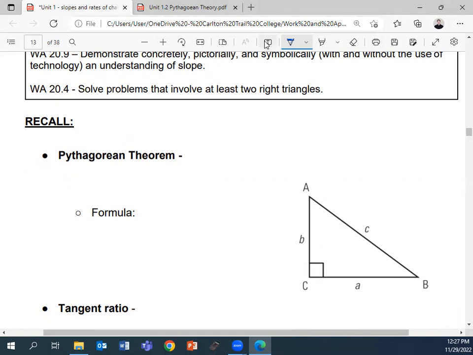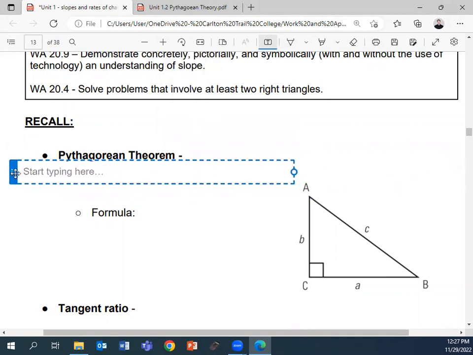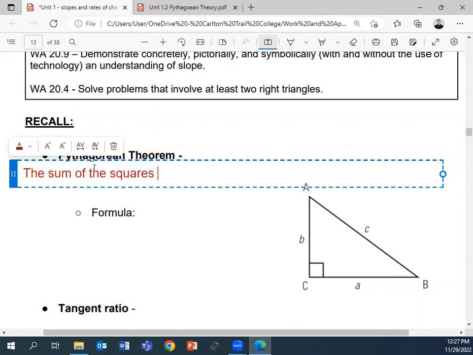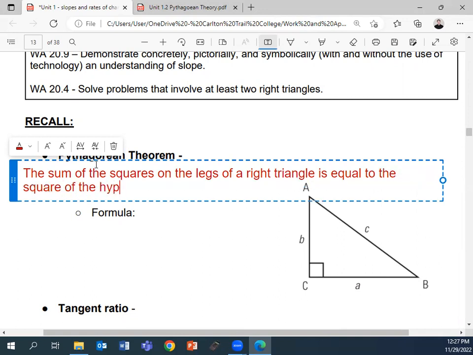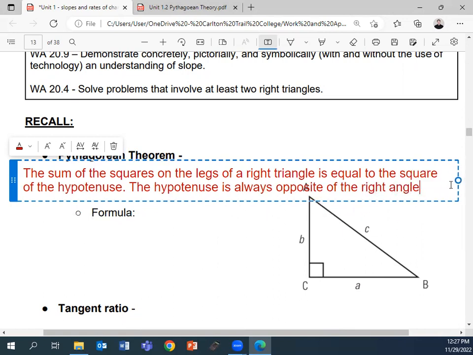The Pythagorean theorem comes from a mathematician named Pythagoras, who came up with this however many years ago. I think it's in BC time, so this is really, really old. What we use this for, the fancy way of saying it, is that the Pythagorean theorem is the sum of the squares on the legs of a right triangle is equal to the square of the hypotenuse. And the hypotenuse is always opposite of the right angle. I'll show you what this actually means in a second.